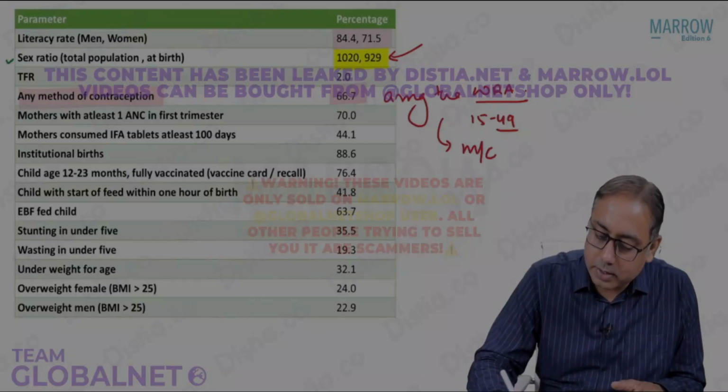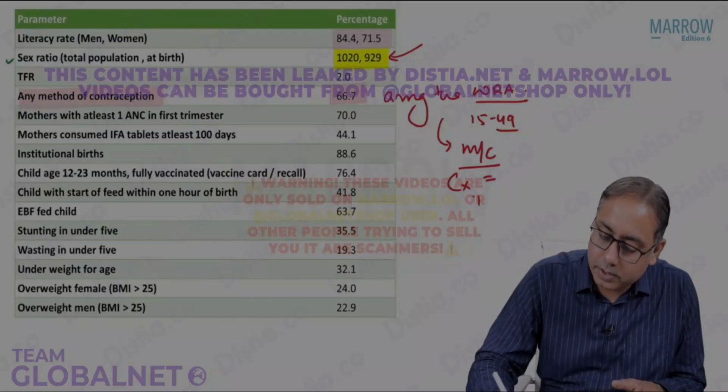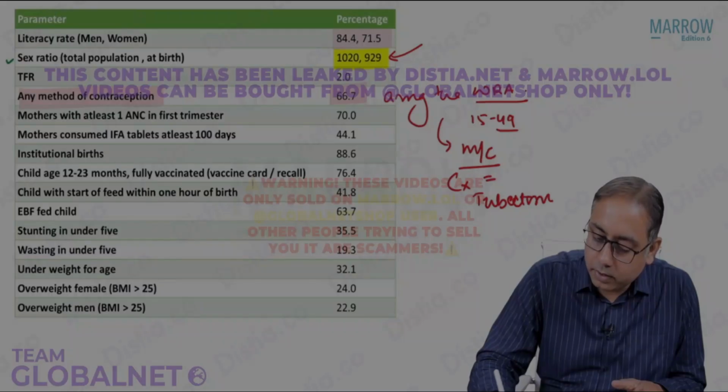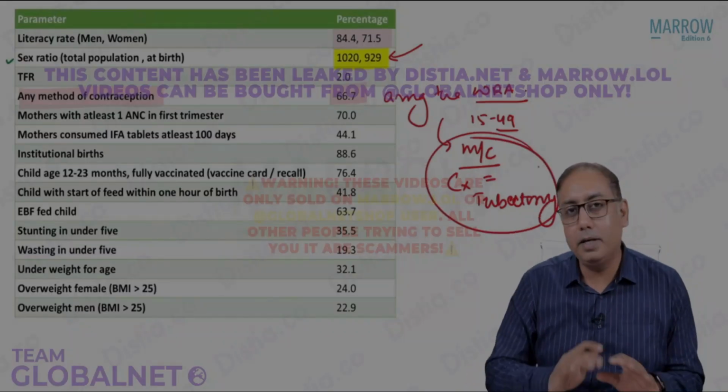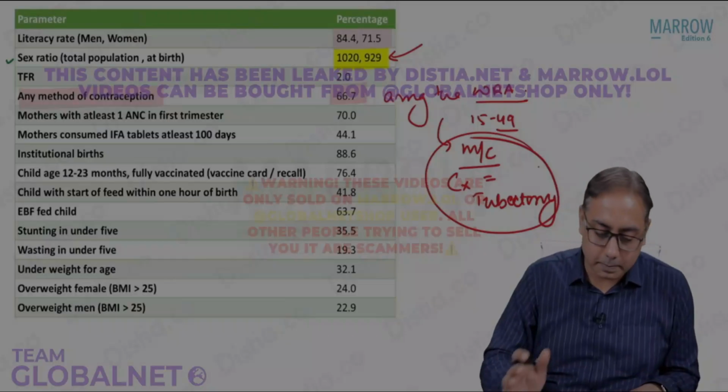So the most common contraception which is used in India is tubectomy. Most common contraception in India is tubectomy. Undoubtedly, you have to mark it in your exam.